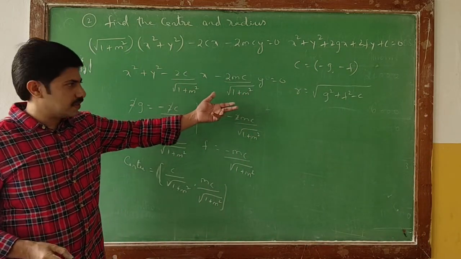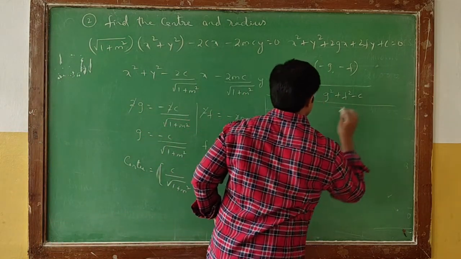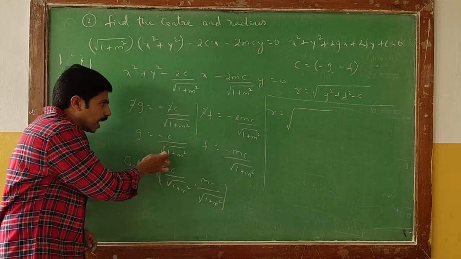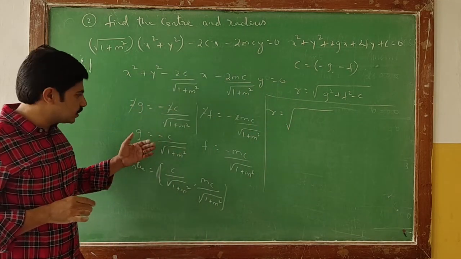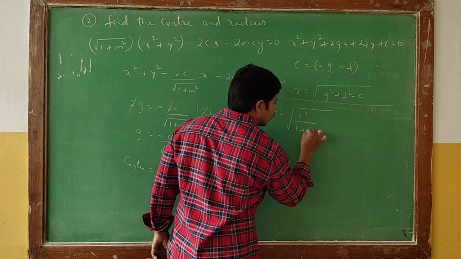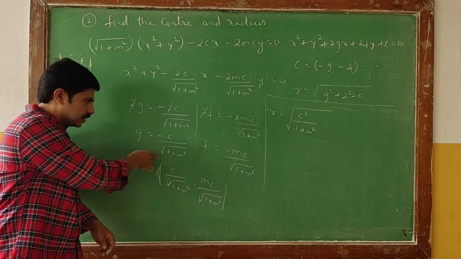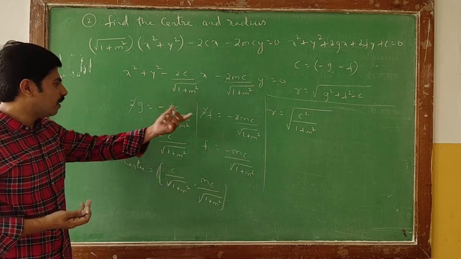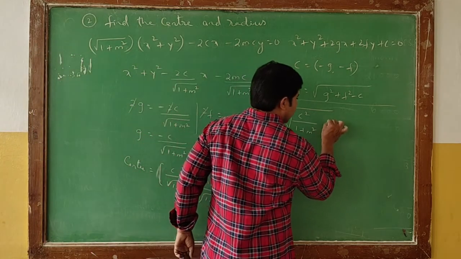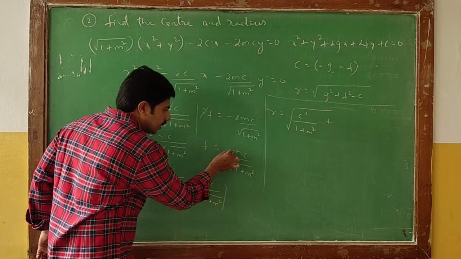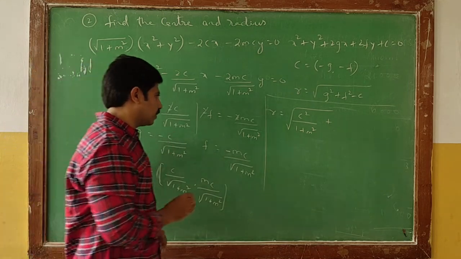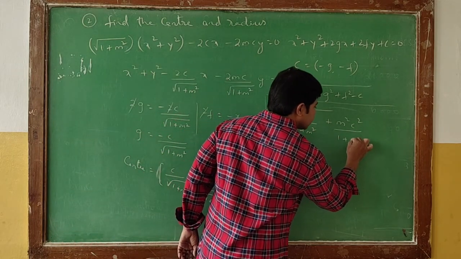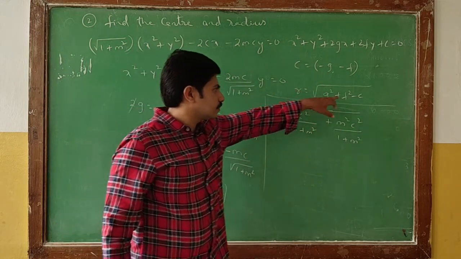So the radius is already under root of g square plus f square minus c. So now r is equal to under root of g square. So what is the g value? Minus c by under root of 1 plus m square. I am substituting here. If we square, this minus sign cancels, so c square by 1 plus m square, the root also cancels. If the power is even, the minus sign also cancels. Plus f square. So I am squaring this minus mc by under root of 1 plus m square. The result for this is m square c square by 1 plus m square. So g square plus f square minus c.